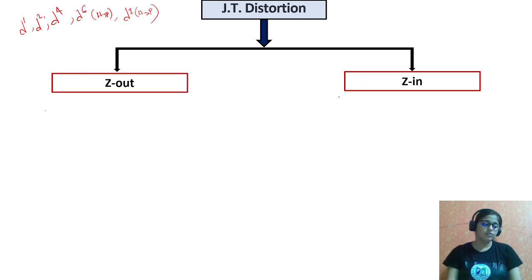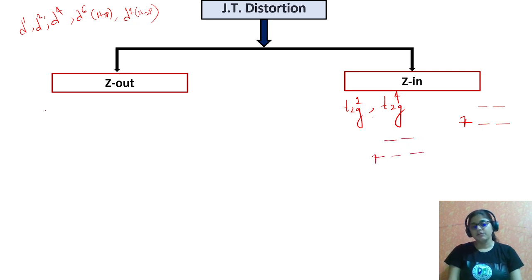So the Z in will be shown by T2G1, okay, and T2G4, which means D4 low spin. So T2G1 means this, and T2G4 means D4 low spin. 1, 2, 3, 4. This one. Okay. These two will show Z in, and a special example is there, that is CuF3, that will also show Z in. Okay. These three you have to remember.